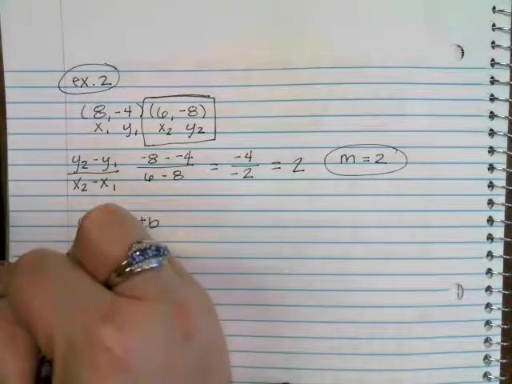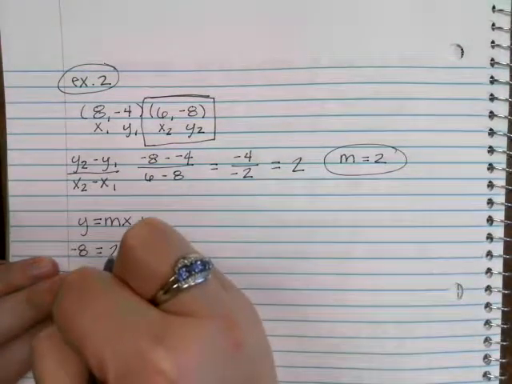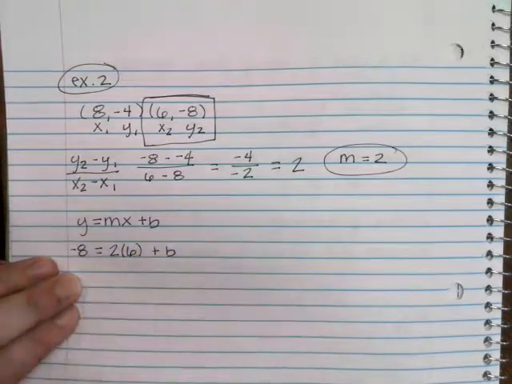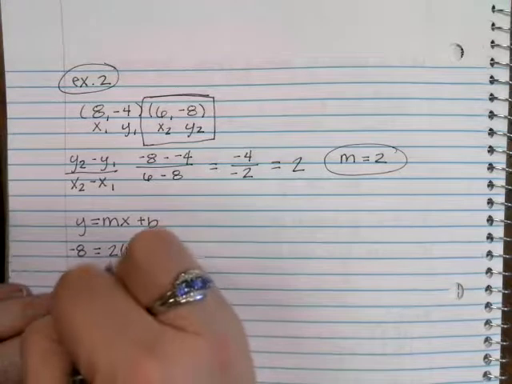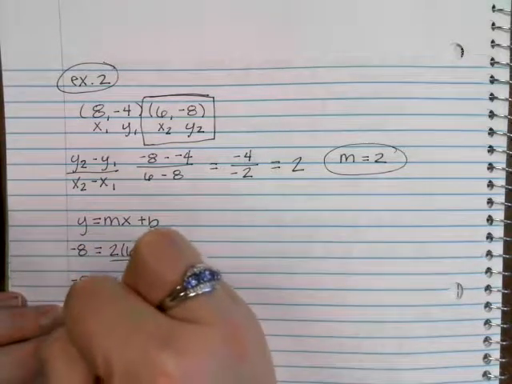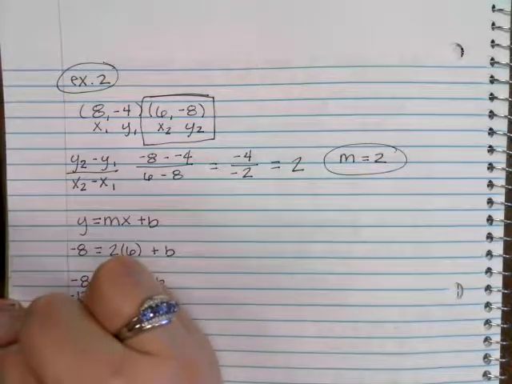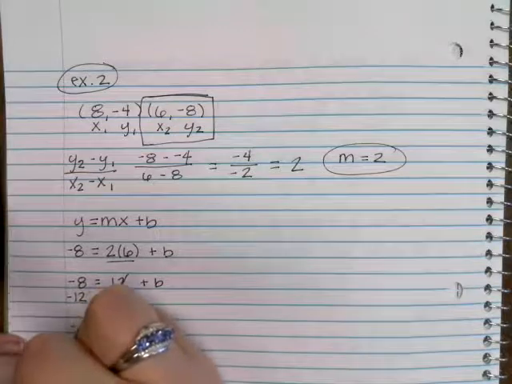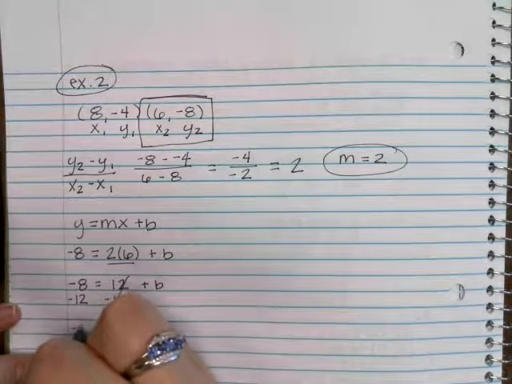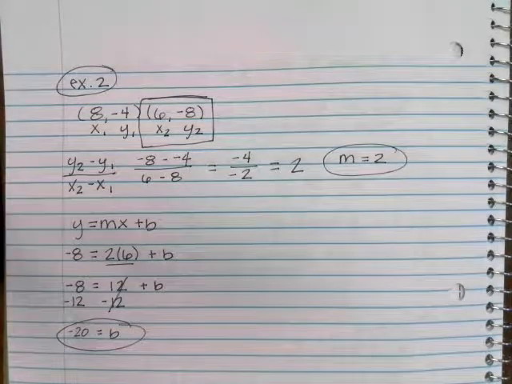My value for y, the one I circled, is a -8. Equals m, we just found to be 2, times x is 6 plus b. Now to get b all by itself, I first want to combine my like terms. 2 times 6 is equal to 12 plus b. And then I need to subtract that 12 since it's positive, so I can get b all alone. -8 minus 12 more is equal to a -20, which now b is all by itself. So that's my value for b.